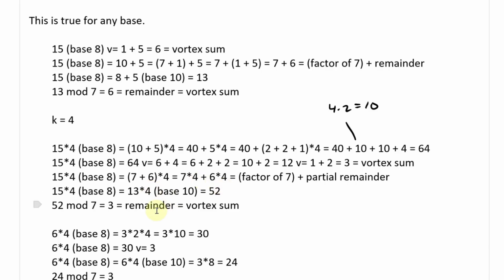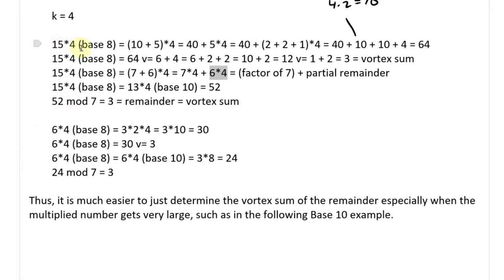Alright, so that's 52. And then 52 mod 7 equals 3. Like that, equals the vortex sum. So now if we look at this partial remainder, this partial remainder just states this is a vortex sum of 15 times 4. So we could just calculate that instead of doing the 15 times 4 and then the vortex sum.